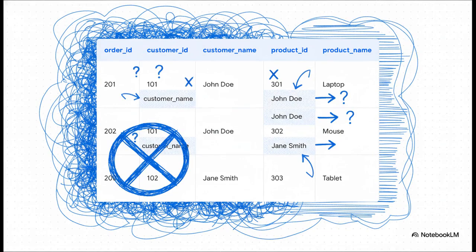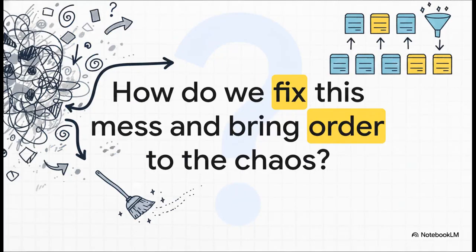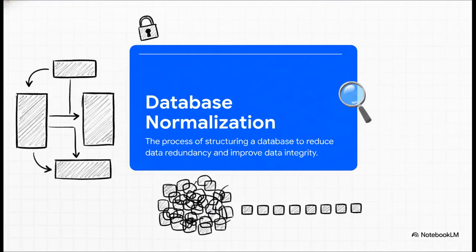Okay, so most data starts out as a total mess, kind of like this. It's just full of errors. So how do we clean this up? The first step is something called normalization. Think of normalization as tidying up. We're getting rid of junk to make the data way more reliable.